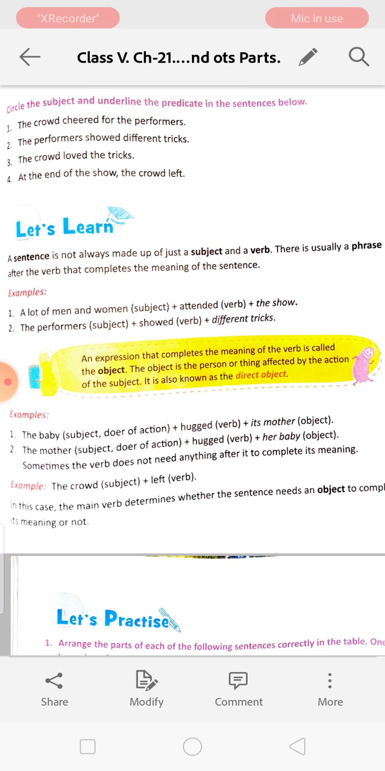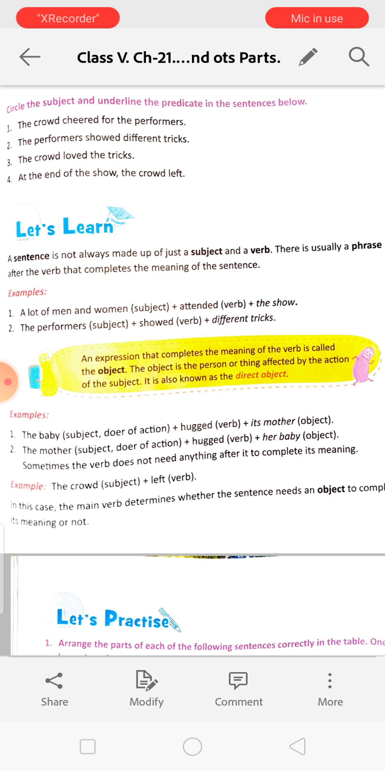The baby hugged its mother. So the baby is the subject. He is the doer of the action. What is he doing? Hugged. Its mother is the object. The effect is going on to its mother. So its mother is the object. The mother, subject, doer of action, hugged her baby. This time, who is doing the action? The mother. So the mother is the subject and the verb is hugged. Her baby, whom? The baby. So it is affecting the baby. So the baby is the object.